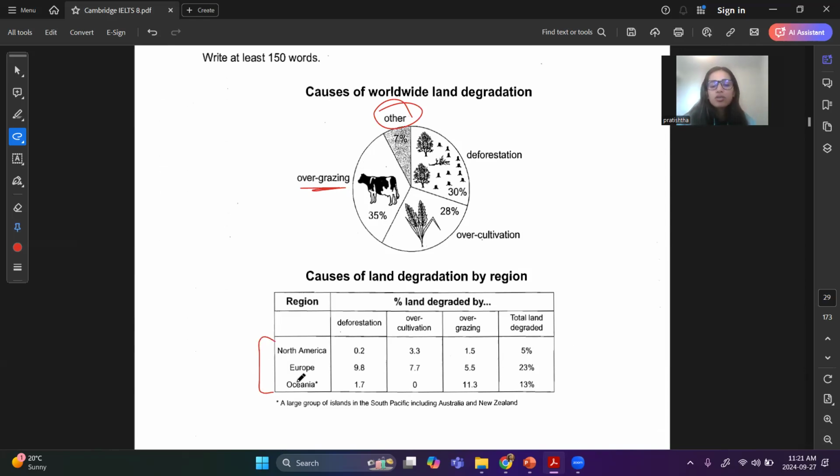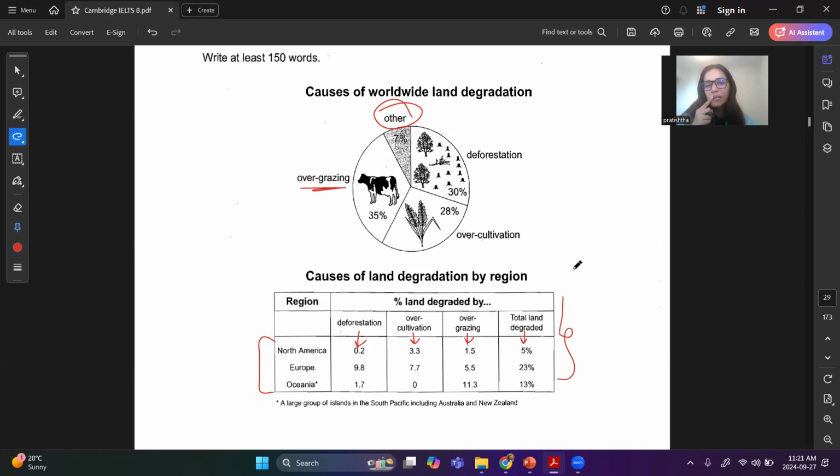Now it is the locations where this kind of degradation is happening. So North America, by deforestation, it's 0.2, overcultivation 3.3, overgrazing 1.5, total land that has degraded is 5%. Europe, again, percentages are given, total percentage 23. And in Oceania, it's 13%, right? So those are your stats.